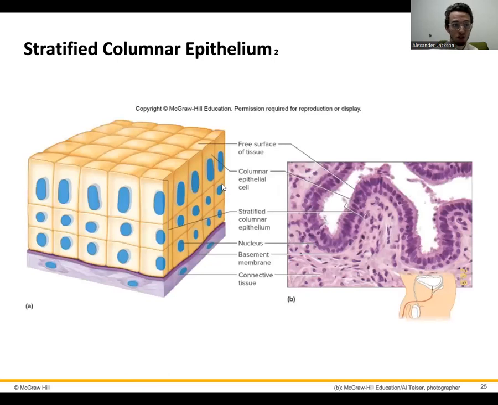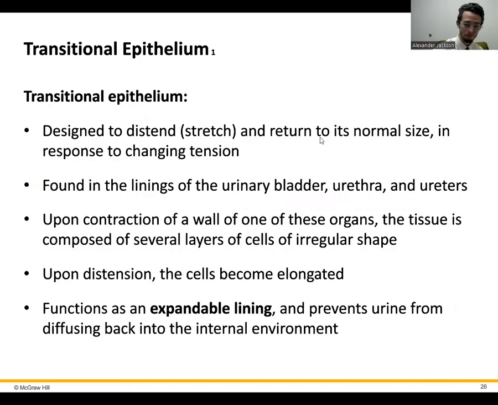Then lastly, your stratified columnar epithelial tissue. This means multiple layers of columnar epithelial cells. This is really uncommon. In fact, I think the only place that you find this in your body is in the urinary tract, in the urethra. So I would just assume that the reason it's stratified columnar is just to protect a little more. I mean, you've got some toxins and waste that's going out the urethra, so you want to protect everything else that's inside of it. So the lining is a little more thick with columnar epithelial tissue.